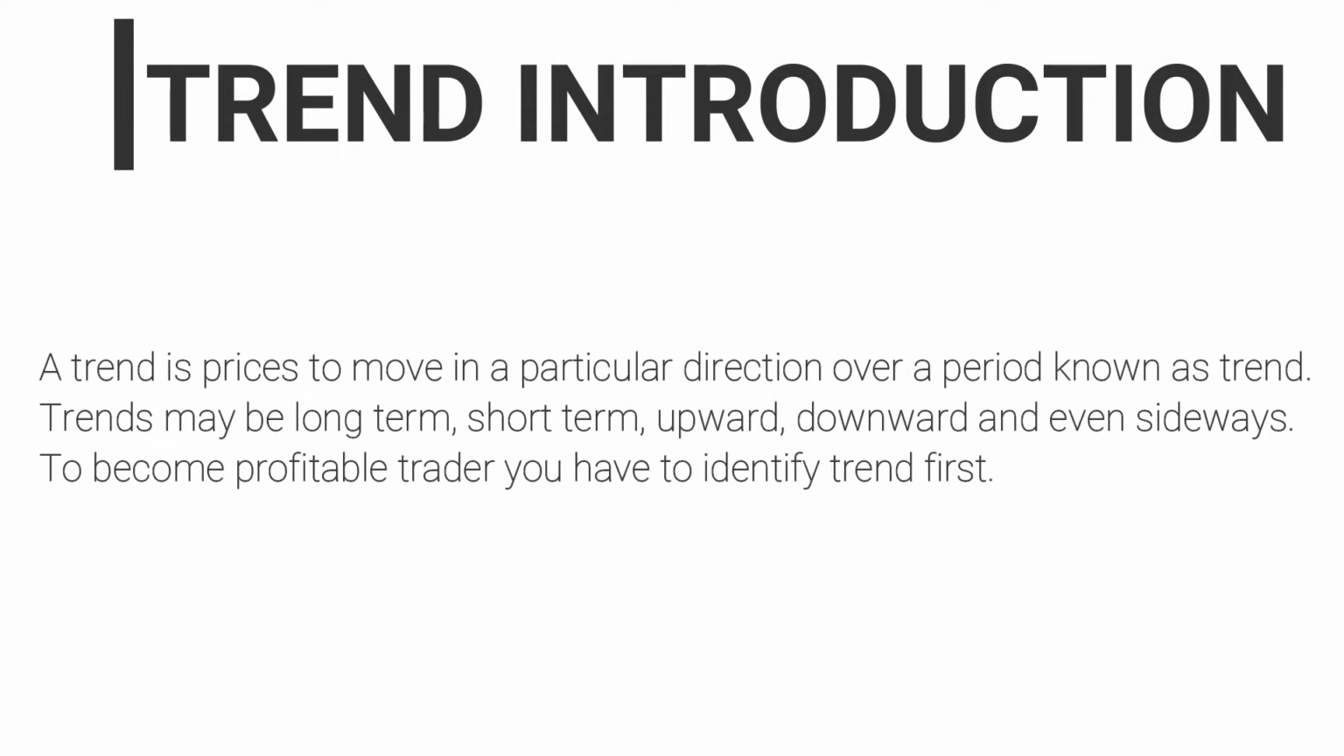A trend is when prices move in a particular direction over a period. Trends may be long-term, short-term, upward, downward and even sideways. To become a profitable trader you have to identify the trend. Let me explain. If a market is moving in one direction, whether up or down, that will be our trend. And professional traders also follow the trend. That's why only 10% of traders are in profit.